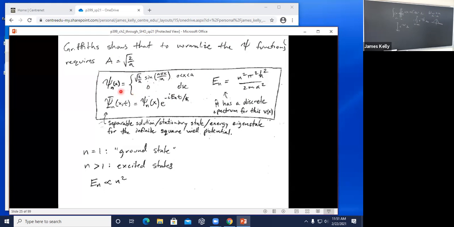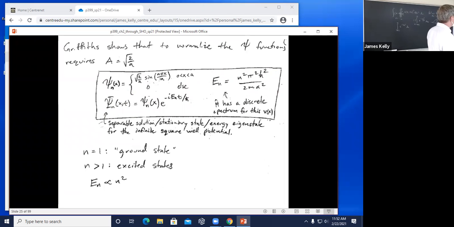And then the full solution that we found to this time dependent Schrodinger equation has the product form of the psi n that's above times the corresponding e to the minus En t over h bar, where En is given by this. So this whole thing in the box there is our infinite number of separable solutions, or we could also call them stationary states or energy eigenstates for the infinite square well potential.